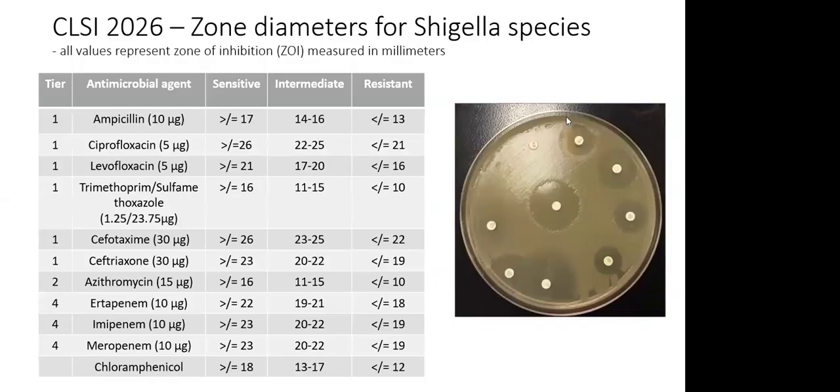In antibiotic susceptibility testing, we are measuring the zone of inhibition, as you all know, and we have certain values given in the standard guidelines: sensitive, intermediate, and resistant. We measure the zone of inhibition in millimeters. So these are the antibiotics which we test in the AST for Shigella, and these are the zone sizes mentioned for identifying whether it is sensitive, intermediate, or resistant.